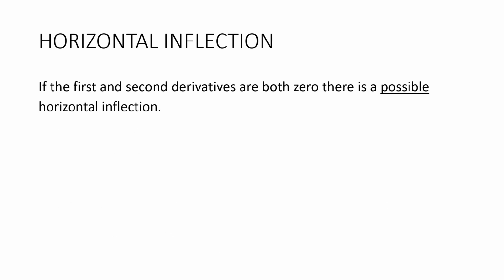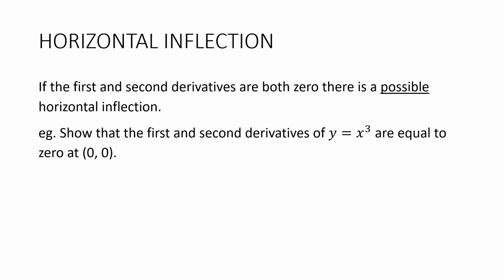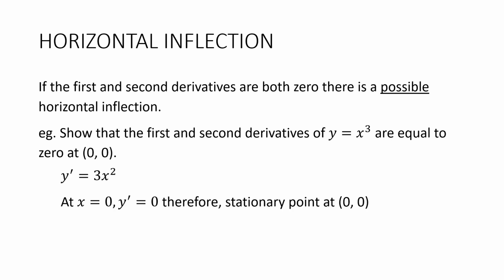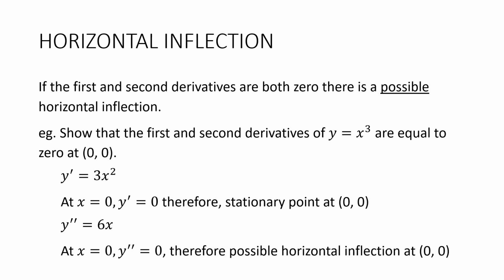Now, if the first and second derivatives are both 0, then there is a possible horizontal inflection. And I say possible because the second derivative test has a flaw, which I'm going to show you in a second. Here's an example. Show that the first and second derivatives of y equals x cubed are equal to 0 at (0, 0). So the first derivative is 3x squared. At x equals 0, the first derivative is equal to 0, therefore there's a stationary point. The second derivative is 6x. At x equals 0, the second derivative is equal to 0, therefore there's a possible horizontal inflection at (0, 0).